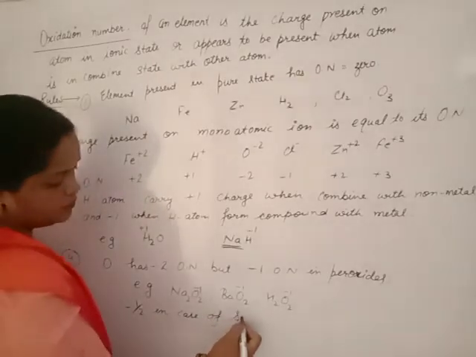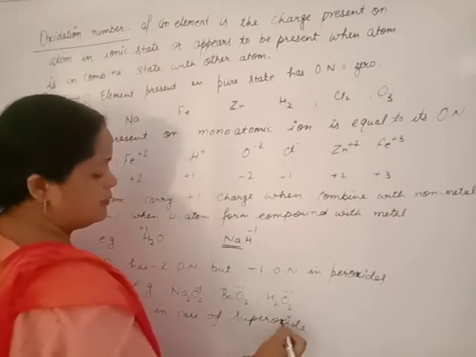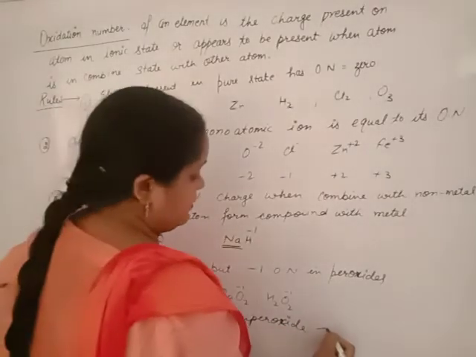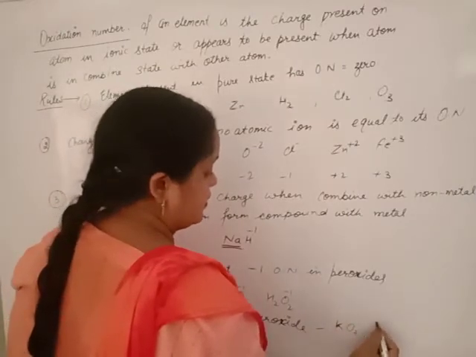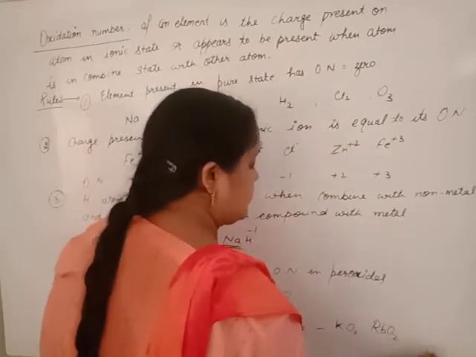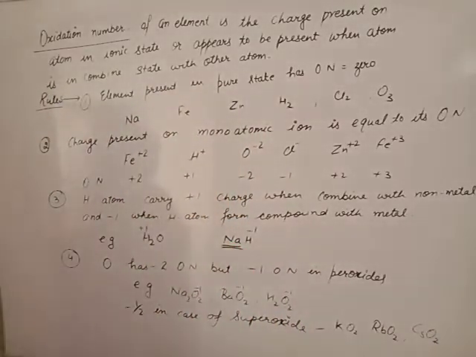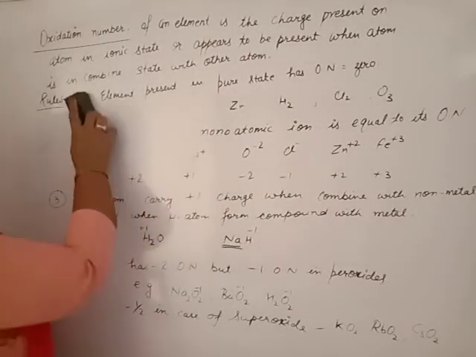In case of superoxides, only three superoxides are in the modern periodic table: KO2, rubidium superoxide and cesium superoxide. These superoxides carry -1/2 oxidation number of oxygen. Oxygen is a more electronegative atom, so normally it carries negative charge.